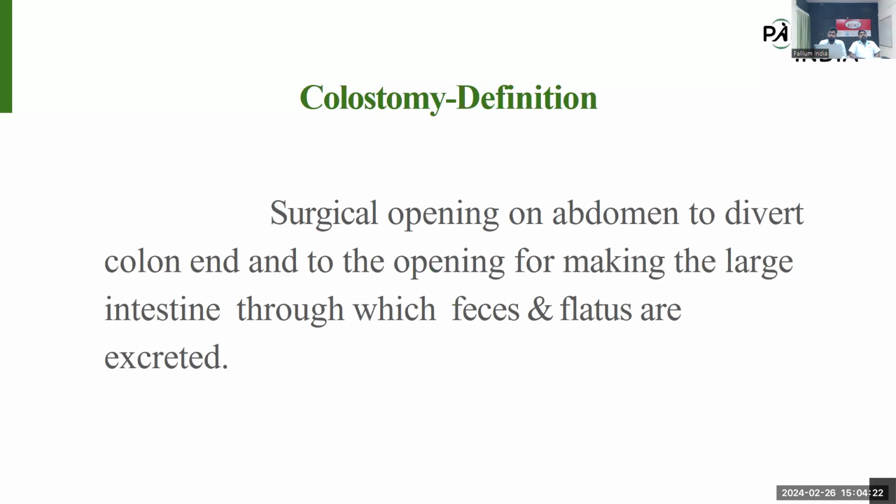So colostomy means what? Surgically we make an opening on the abdomen to divert the colon end internally to the opening, making the large intestine through which feces and flatus are excreted. Normally by the rectum, the fecal matter, flatus and secretions are excreted. But here, due to the disease condition, the normal rectal opening can't evacuate the bowel content. So surgically we make an opening on the abdomen. We divert the colon end internally and attach it to the abdominal wall. Then that will become the stoma, or colostomy.